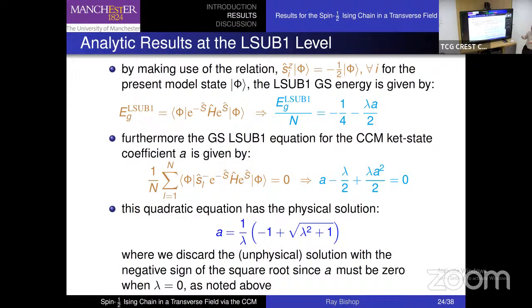So that's what we have. This is a quadratic equation. It's got two solutions. So how do I know which solution to choose? Well, I've already said when lambda is equal to zero, this guy must go to zero, because when lambda is equal to zero, the ferromagnet was an eigenstate. And indeed, when lambda goes to zero, it's the one with the plus sign here and not the one with the minus sign. Okay.